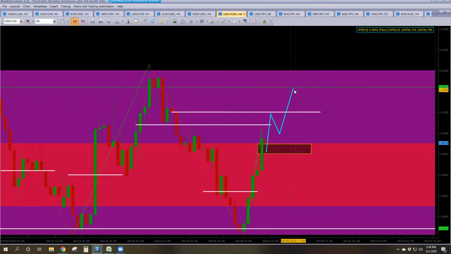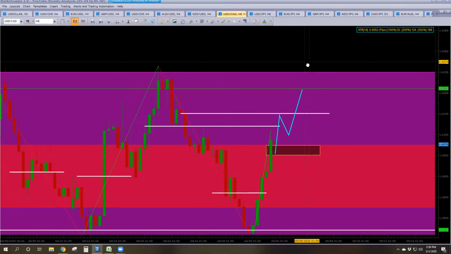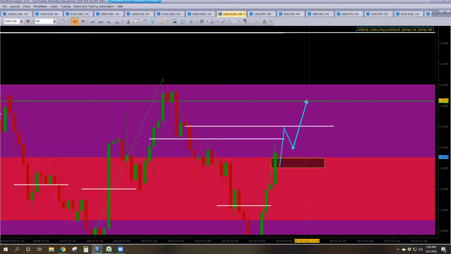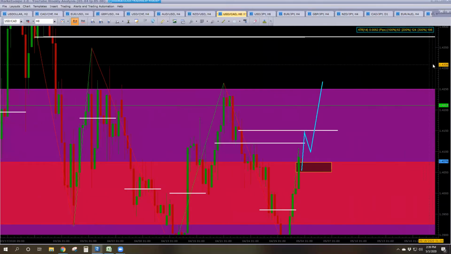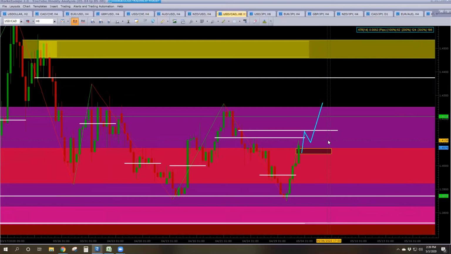The only way, once again, that I'd be looking to go all out on this is if I get a 4-hour candle or a daily candle closing above the 42.50, guys. And that's pretty much it for me, guys, on the dollar CAD.